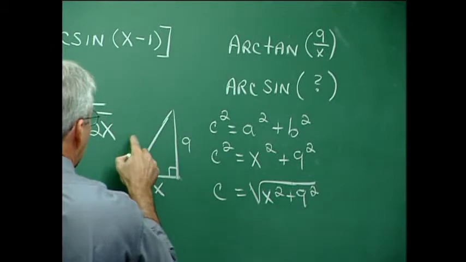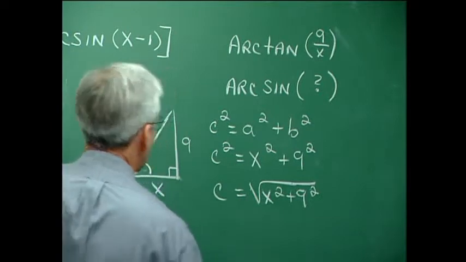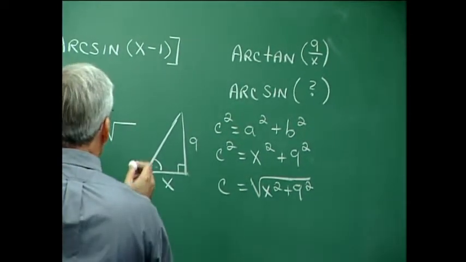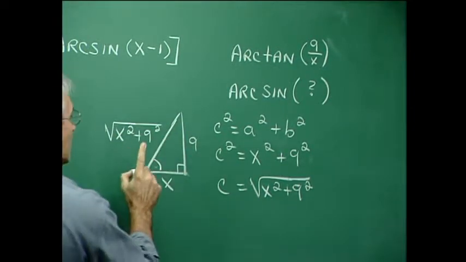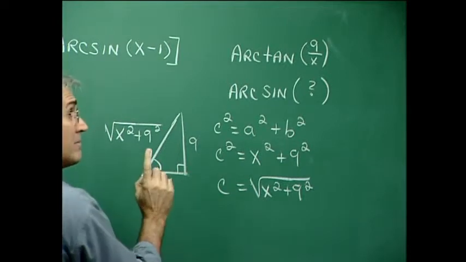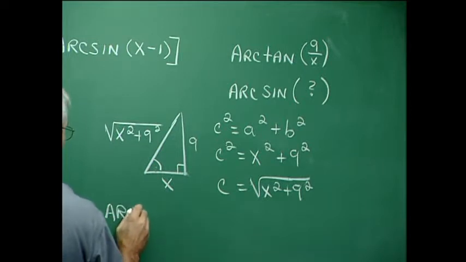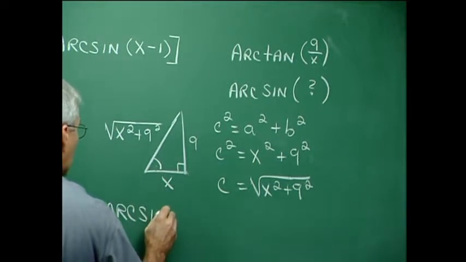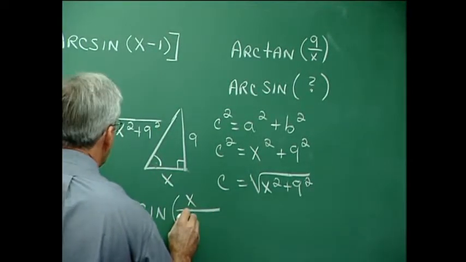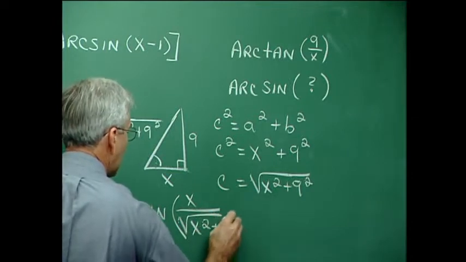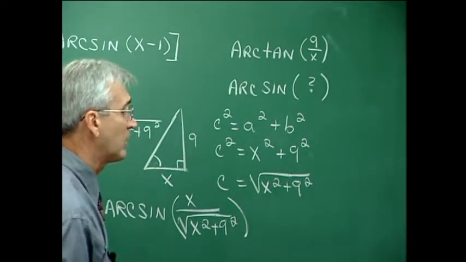And if this side is the square root of x squared plus 9 squared, then the request for this angle can be made using arcsine by saying, I'd like to know arcsine of x over the square root of x squared plus 9 squared, and it's a request for exactly the same angle that we were requesting with arctangent.